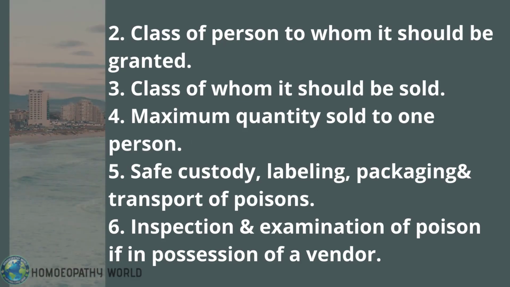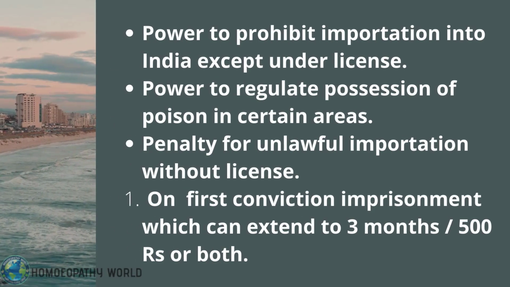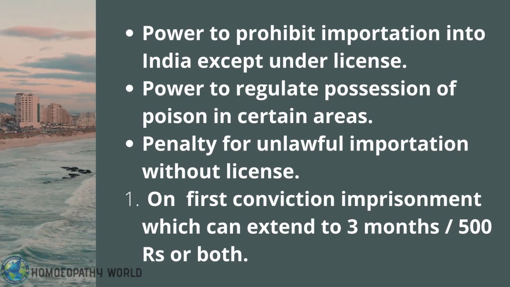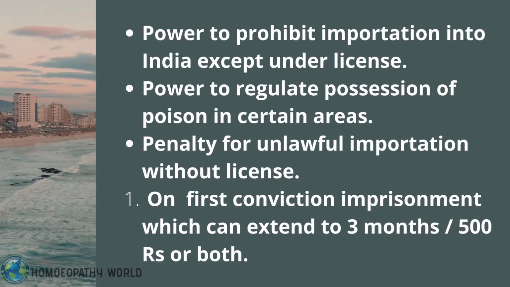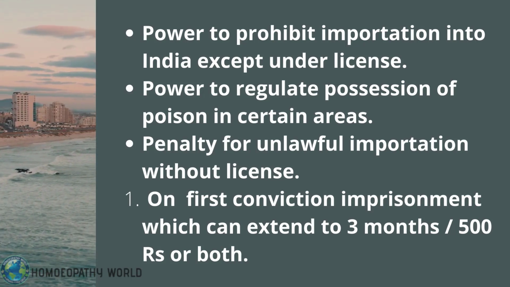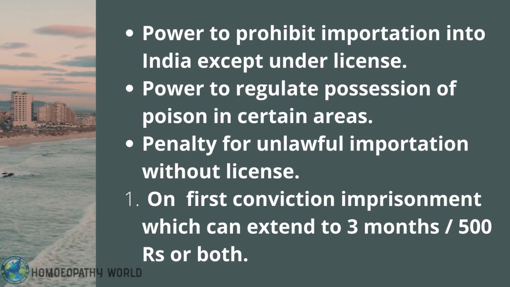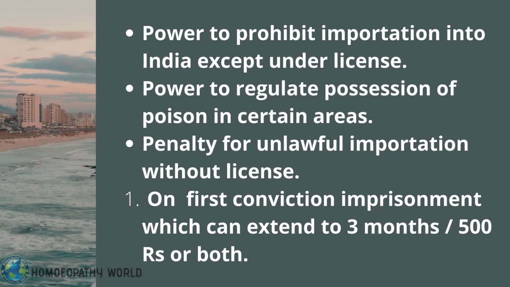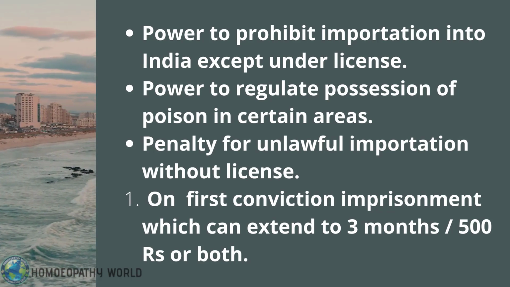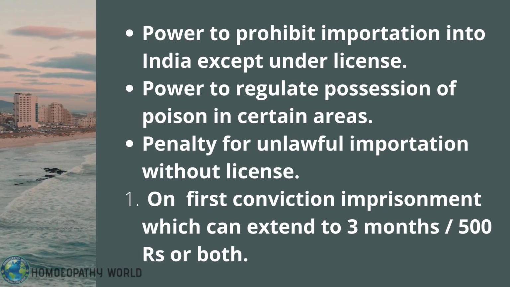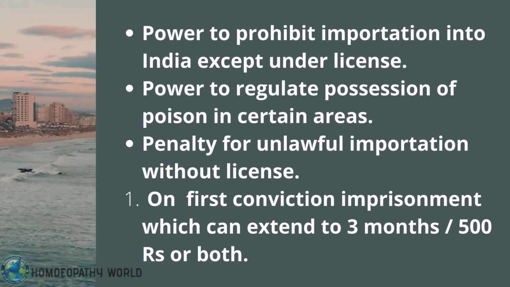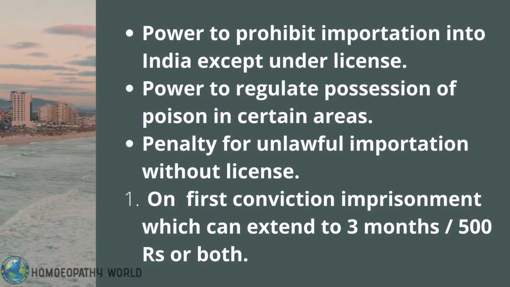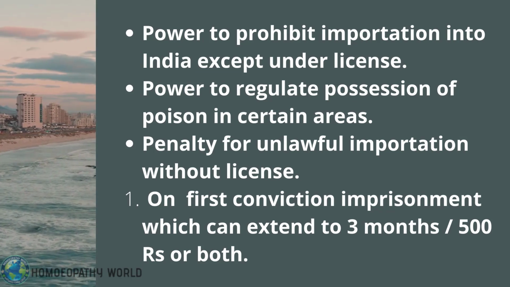Now the state government also has a power to prohibit importation into India except under license. So if there is unauthorized importation, or somebody is trying to bring poison to India from other countries, they can prohibit it, they can stop it, because it should be with license. So if a person without license is importing poison into India from different countries, they can stop that, they can prohibit it.